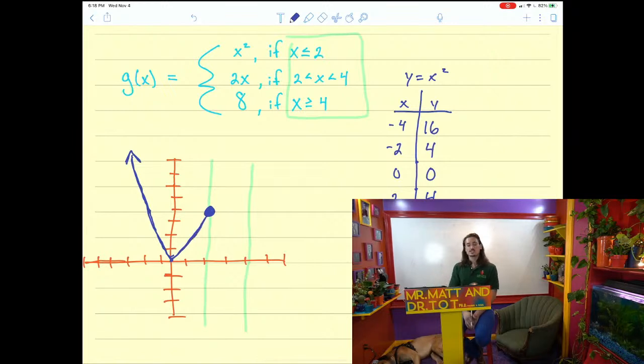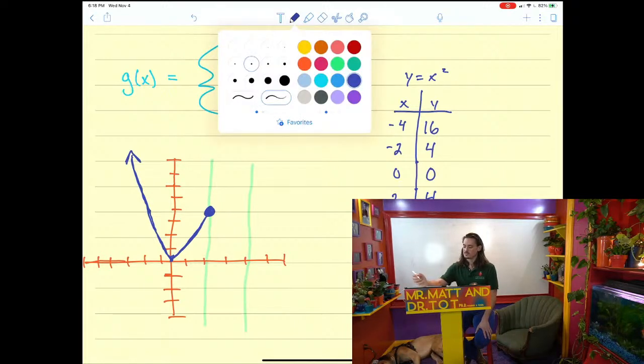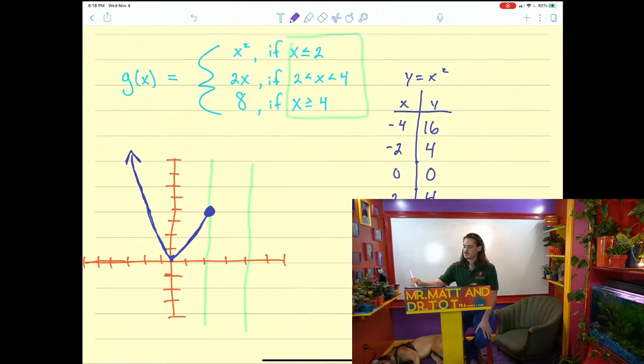But notice the function stops on the right-hand side because it's restricted by its domain. Now, in between 2 and 4, we're bound by the function 2x. So let me do that in another color. And let me get some room here.